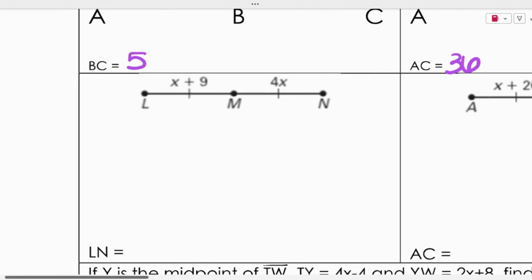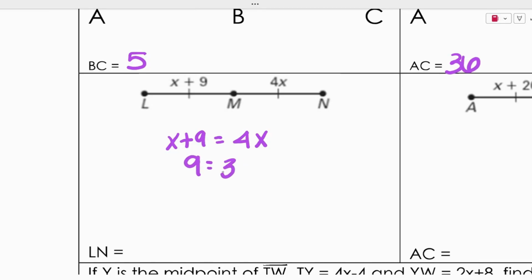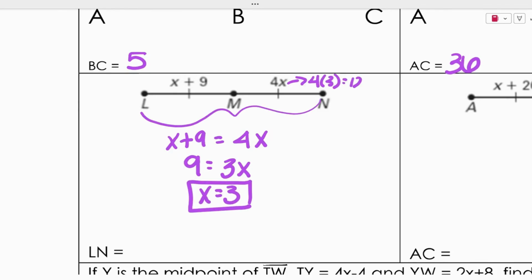Of course, we're going to add some algebra in here. So if you have this segment and M is the midpoint, that is literally telling you that these two things are equal. They are the same. So the equation that I'm going to write is that x plus 9 is going to equal 4x. To solve this, I'm going to take away x on both sides. That leaves me with 9 equals 3x, and so x equals 3. Make sure you're reading the question.